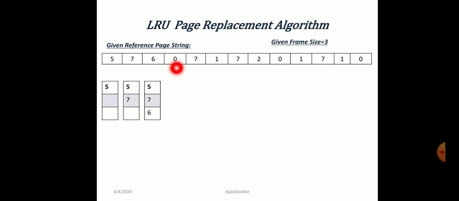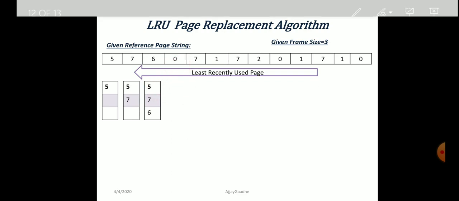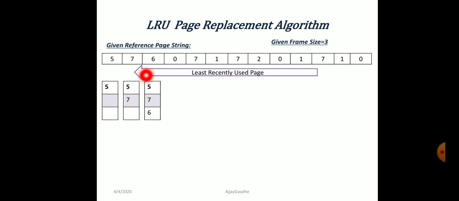Next is 0, it is not available in main memory, right? So one of the pages is to be replaced now. As per LRU, the least recently used page is to be replaced. So out of 5 7 6, 6 and 7 are comparatively used recently, 5 is not used recently in comparison to 7 and 6. So 5 is going to be replaced with the new page 0. So you need to check the distance, the maximum distance in the left side. So 0 replaces 5.